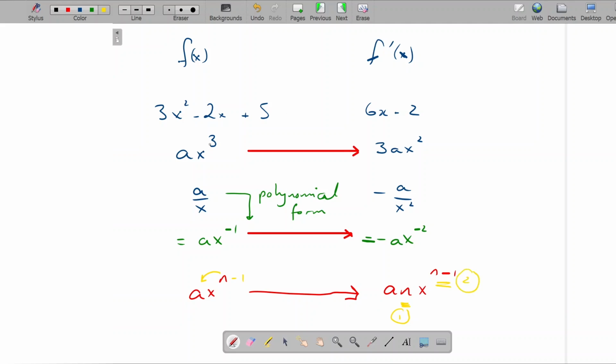Please just confirm this. Ax cubed, we bring the power to the front, and we drop the power by 1. There we go. And when we write in polynomial form, when we take the power to the front, we get minus a. And careful, when we drop the power by 1, minus 1 lowered by 1 is actually minus 2. Okay, so there we go with first principles. Please remember, there will be one question on first principles in the paper. There's always a bookwork question. That is the end of lesson number 3.